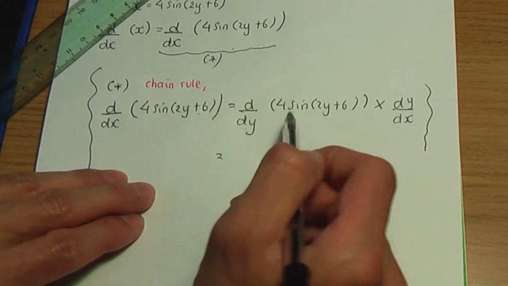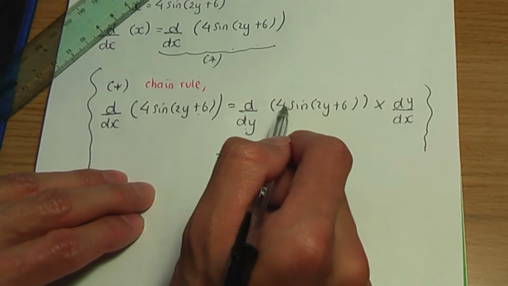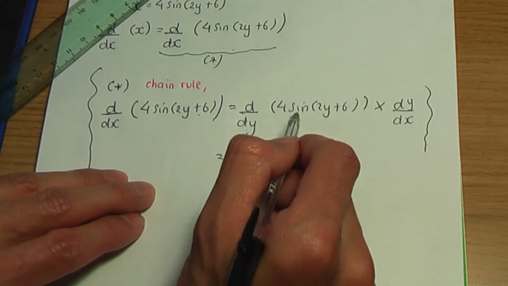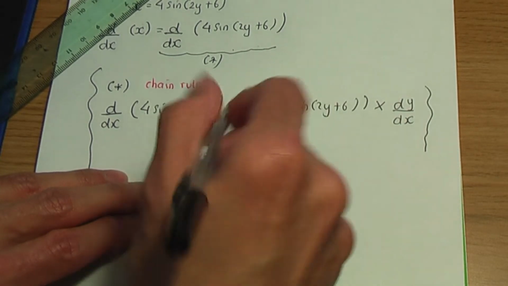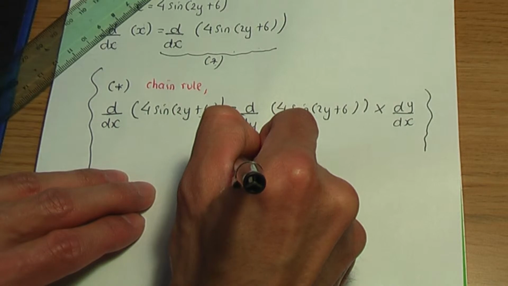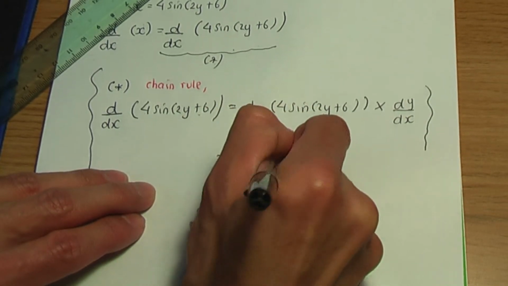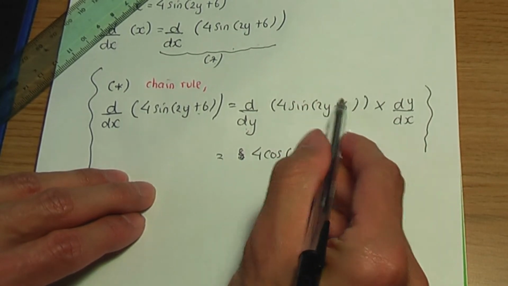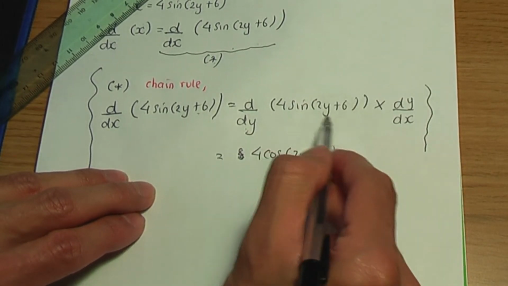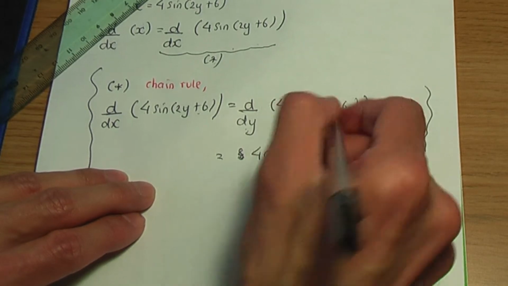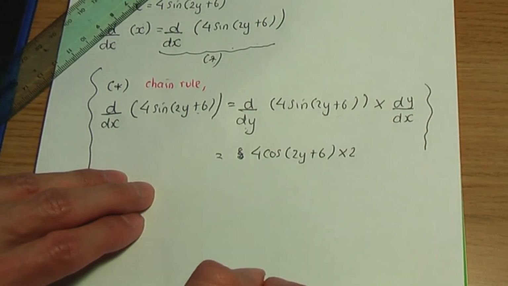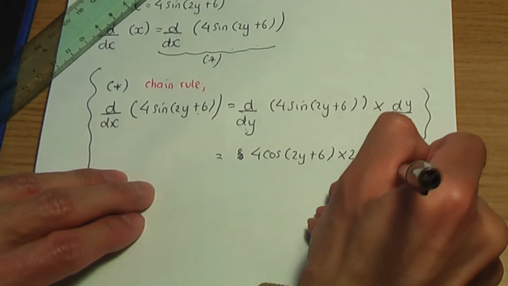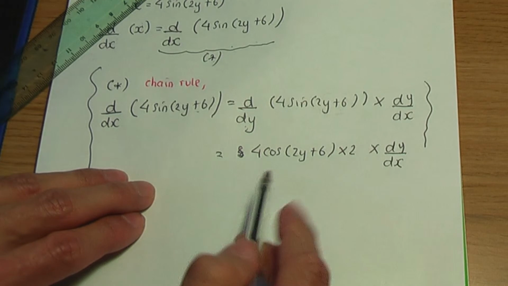Let's move on though. So if we differentiate 4 sine 2y plus 6 with respect to y, the derivative of sine with respect to y is cos, so it's 4 cos 2y plus 6. But don't forget, you need to multiply by the derivative of 2y plus 6 also. So you need to multiply by 2. Okay? Don't also forget to multiply by dy over dx eventually.